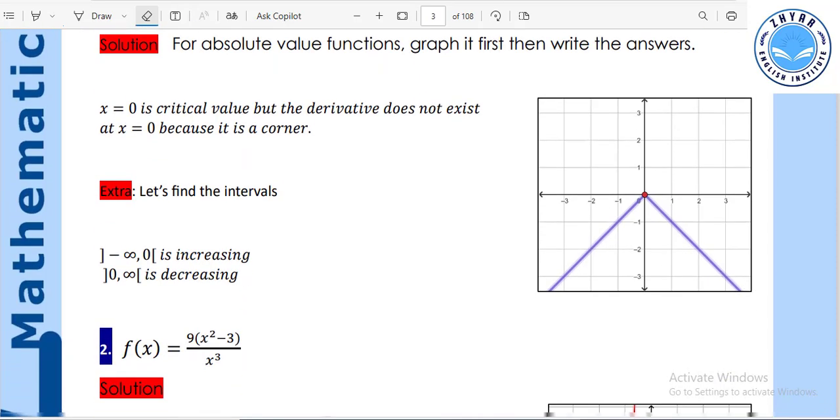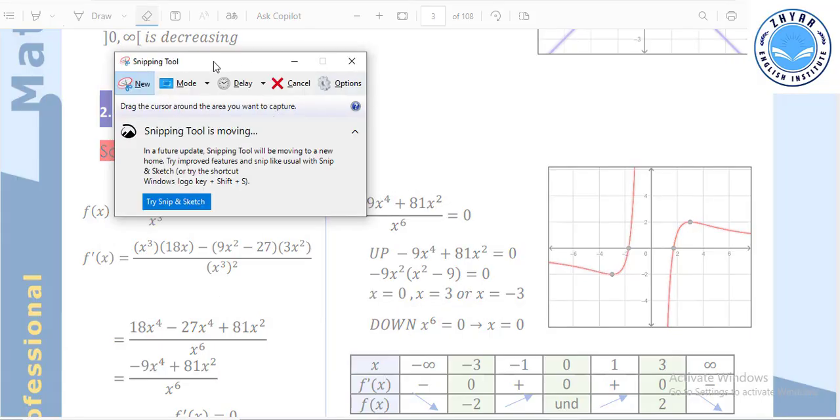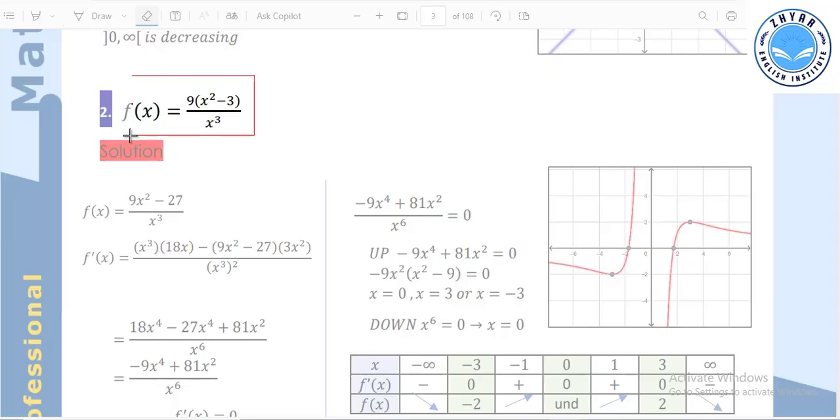Is the function continuous at 0? Yes, the function is continuous. It has limit 0, but it does not have derivative. Let's solve another example that has a lot of critical points.